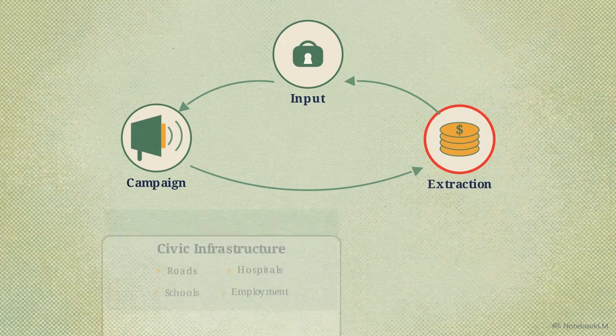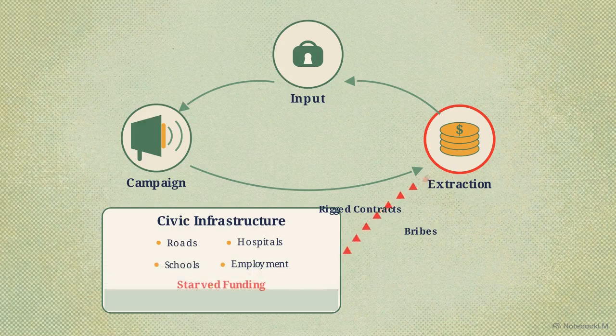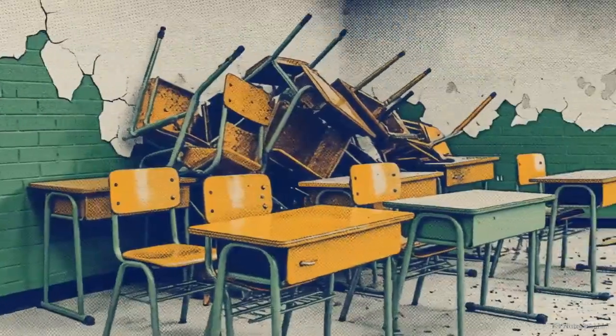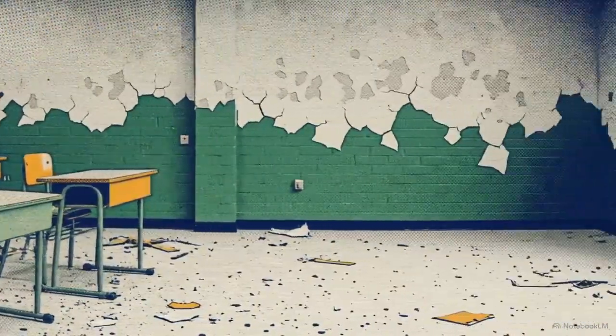Once elected, these politicians prioritize recovering the millions they spent. This leads directly to rigged government contracts, bribes, and resources draining away from public services. With the state starved of funding, the structural problems that citizens deal with every day are completely ignored.